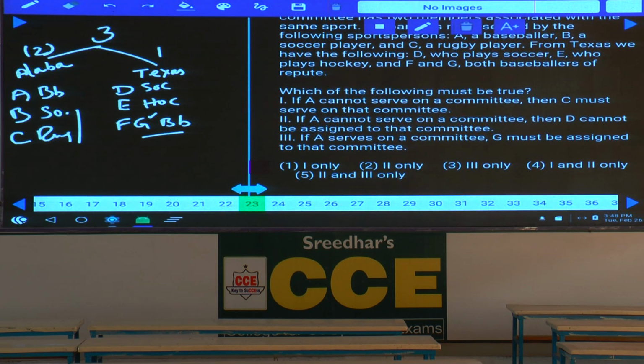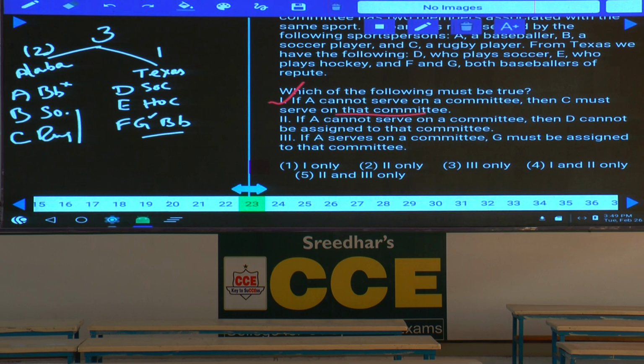Is there any difficulty in solving this question? It is completely based on the statements only. The first one, which of the following must be true? If A cannot serve in a committee, that means A cannot be here. A cannot be here, so B and C must be here. If B and C are here, then D cannot be here. Why can D not be here? Because B is soccer, D is also soccer, so D cannot be here. Then C must serve in that committee, true or false? Yes, that will obviously be true.